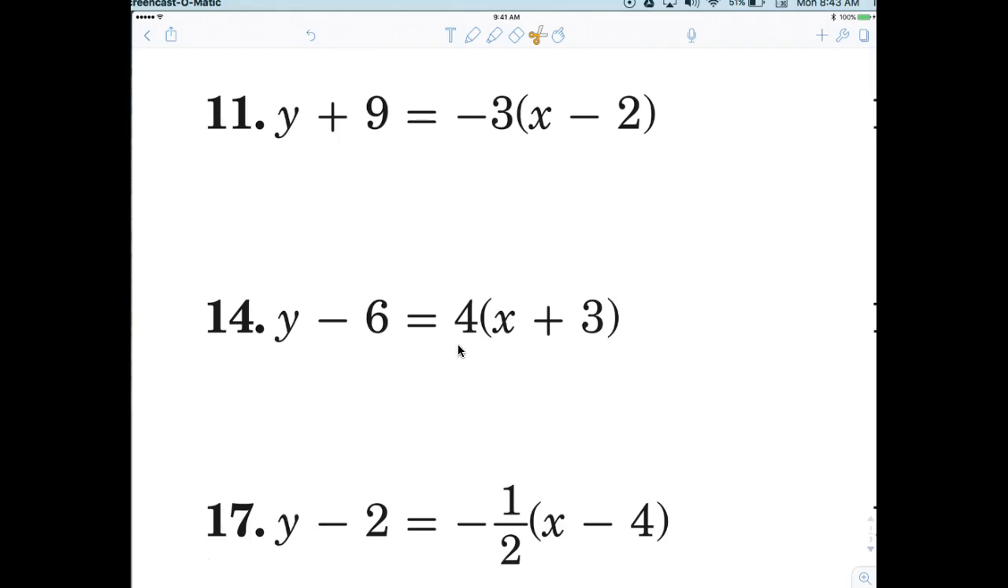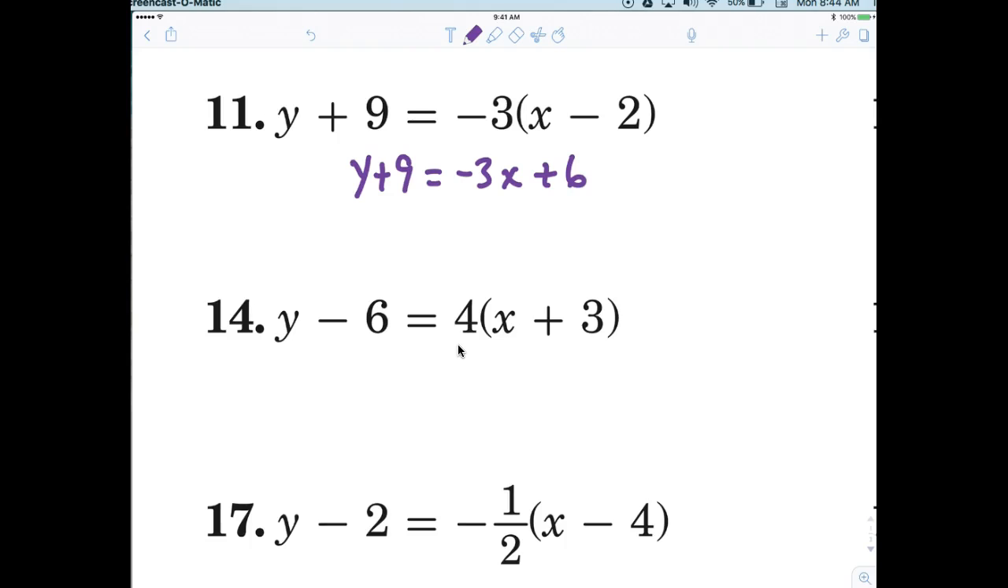All right. Now, again, a little bit harder now. So y plus 9 equals -3x plus 6. Does everybody see that? Yeah. I had to distribute.